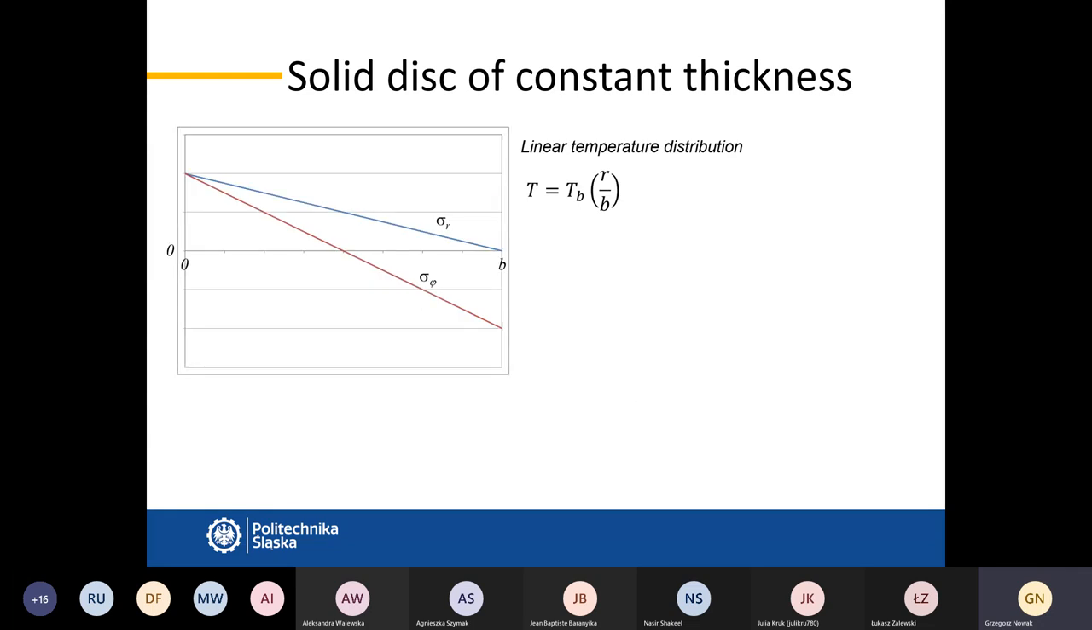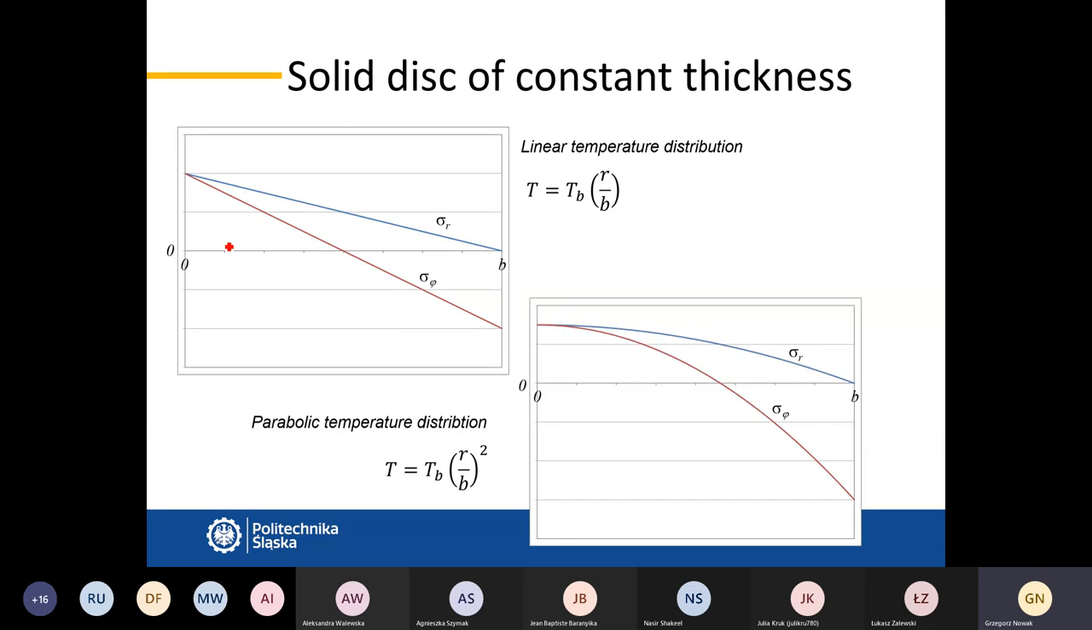if the temperature in such a disk was linear. So it would look like this, T would be T_b times r over b. So at the external surface, we have temperature T_b, and it varies along the radius in such a way. The distribution of stress would be like this. They both start at the same location, and sigma r goes linearly to zero, while sigma phi goes linearly to the value opposite. It has the same values on both sides. One is positive, the other is negative. So in the middle, it crosses through zero.